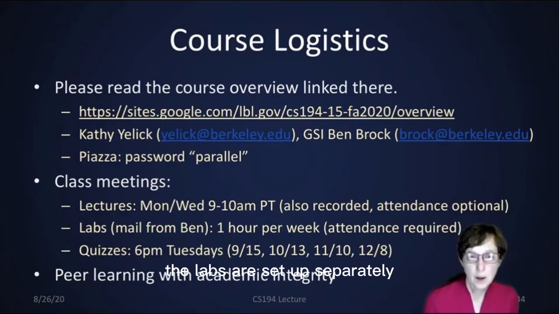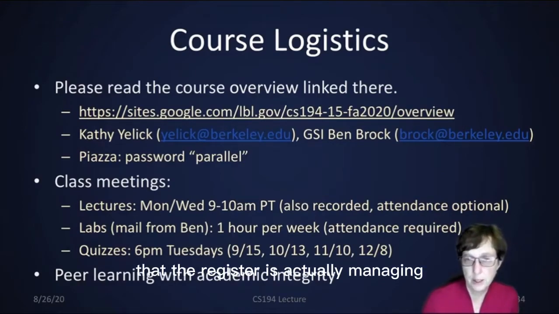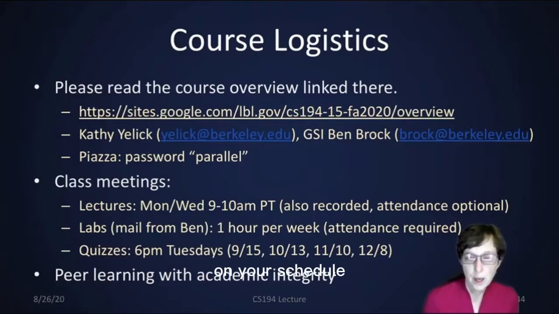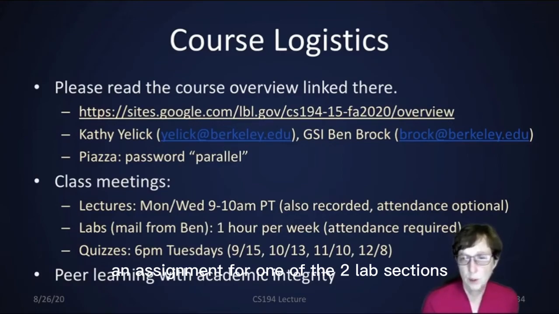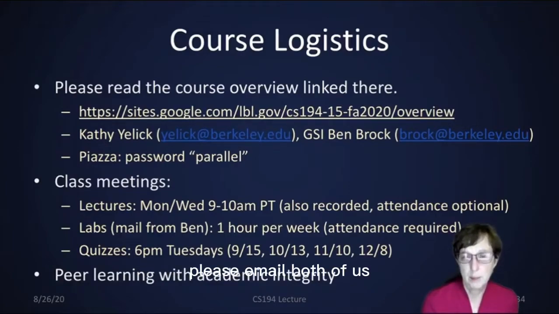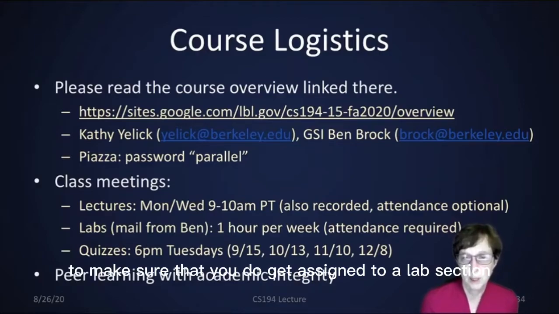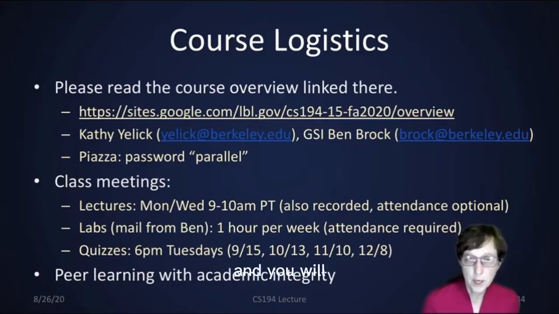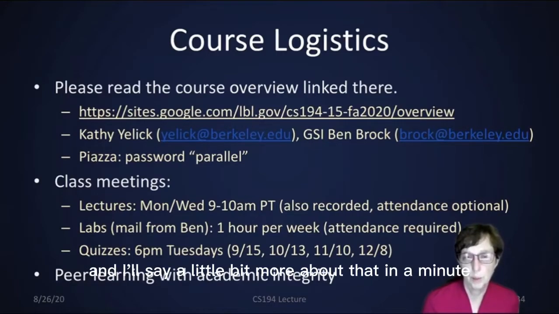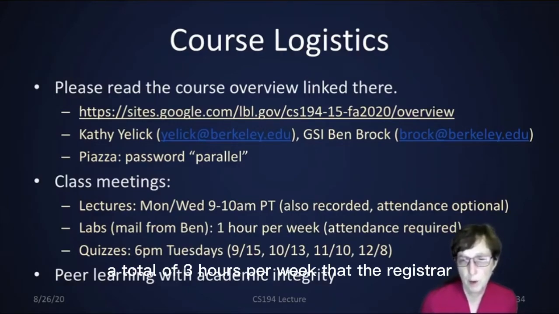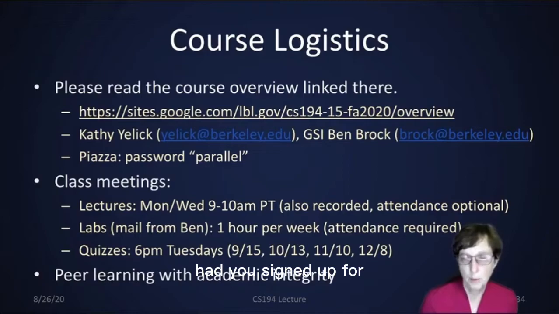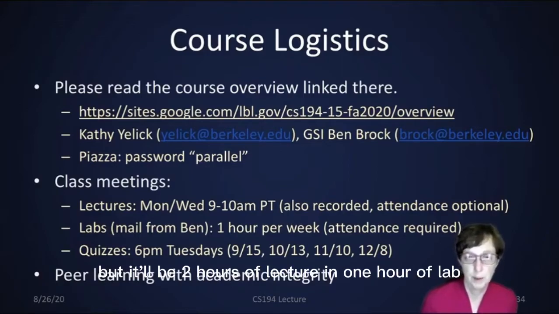The labs are set up separately. They're not something that the registrar is actually managing, so you won't see it officially on your schedule. We sent mail, and everybody should have gotten an assignment for one of the 2 lab sections. One of them is at 5 p.m. on Wednesday, and the other is at 1 p.m. on Thursday. If you haven't gotten mail, please email both of us to make sure that you get assigned to a lab section. You will also get assigned at that point to a homework group, and I'll say a little bit more about that in a minute. The labs are 1 hour per week, so it's still a total of 3 hours per week that the registrar had you signed up for, but it'll be 2 hours of lecture and 1 hour of lab.